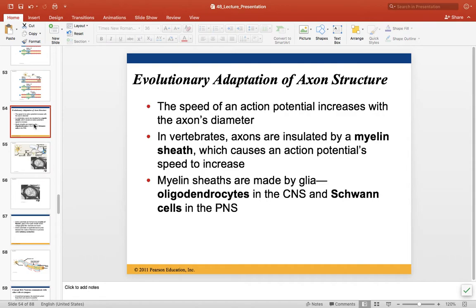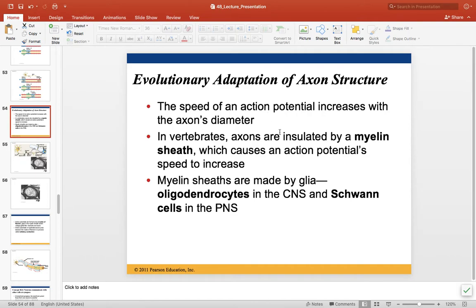Okay, adaptation of axon structure. So what makes axons so great as part of a cell? The speed of an action potential, so the speed that a message can travel through those cells, increases with the axon's diameter. It's kind of like a fire hose compared to a regular hose that you have at your house, a small hose. The more water that can go through, the faster you can get that water through and get the message across.